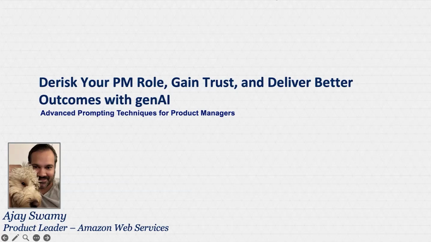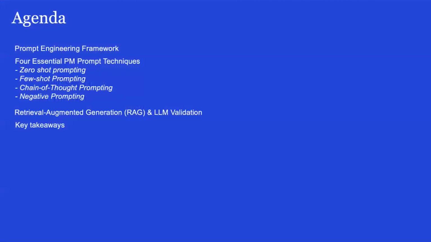So let's get started. Okay, so here is the agenda for today. I'll start off with the basics of a prompt engineering framework that is going to work really well for your product needs. I'll share four essential prompting techniques. We'll go over zero-shot prompting, few-shot prompting, chain of thought prompting, and negative prompting. Then we'll finally talk a little bit about retrieval-augmented generation and LLM validation. And then finally, we'll end with key takeaways.